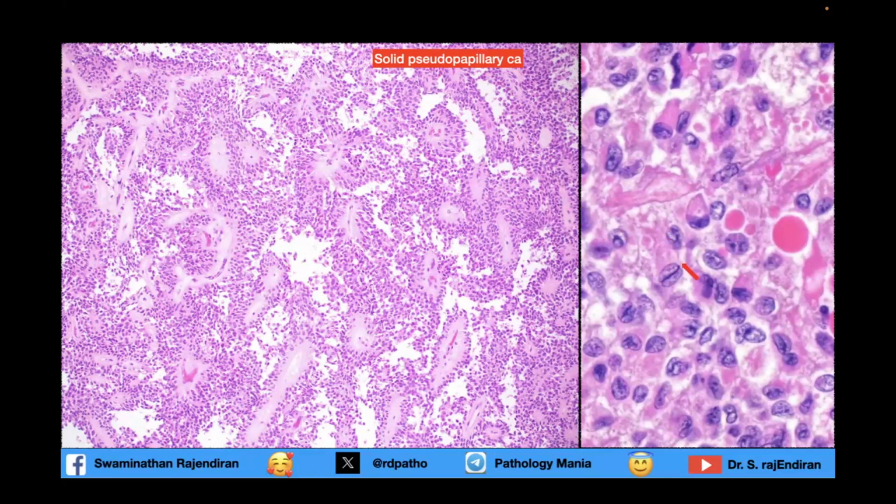And high power, it is characteristic having a coffee bean nuclei. See the nice coffee bean nuclei. And another interesting feature is the hyaline globules. They produce intracellular and extracellular hyaline globules.